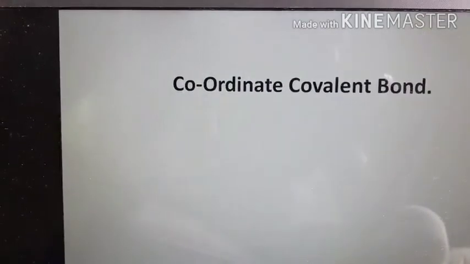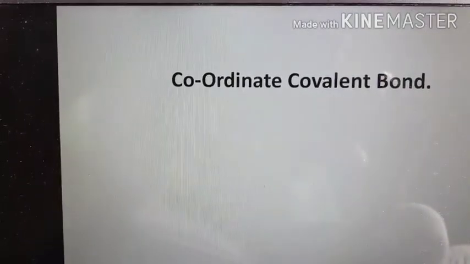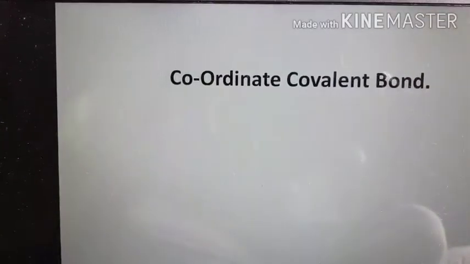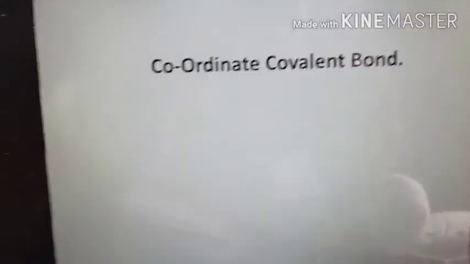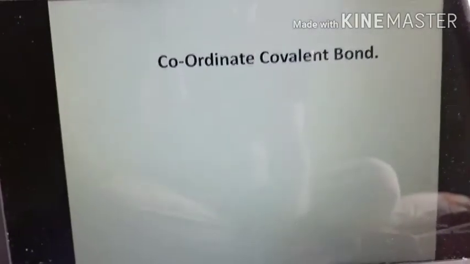The atom which contributes the electron pair is called the donor, while the other, which only shares the electron pair, is known as the acceptor. This bond is usually represented by an arrow sign. How? Let's take an example on pen and paper.